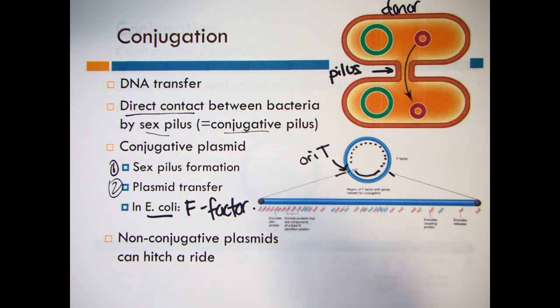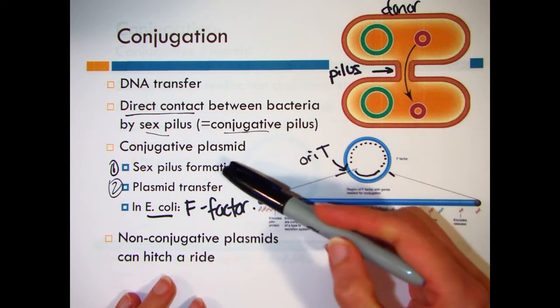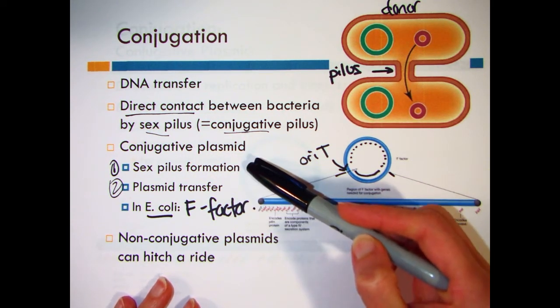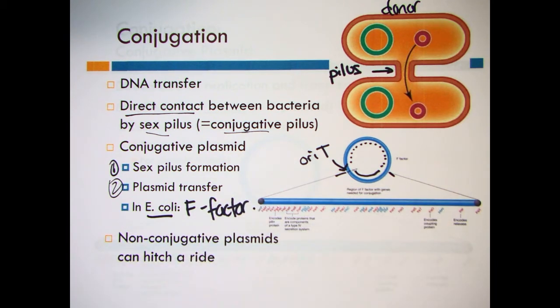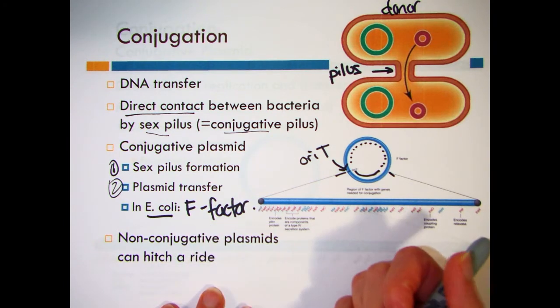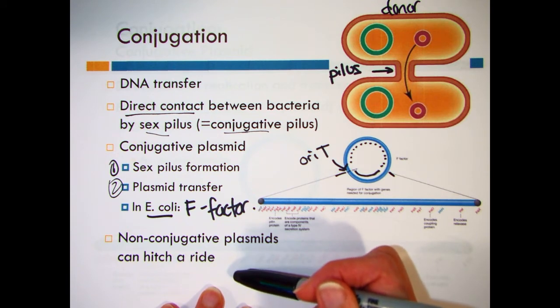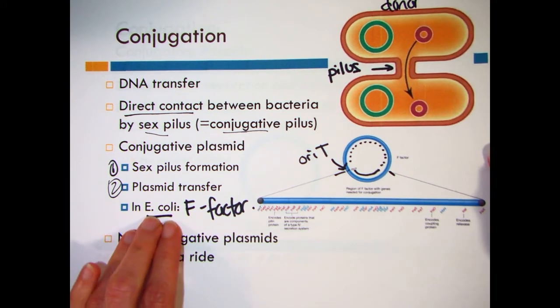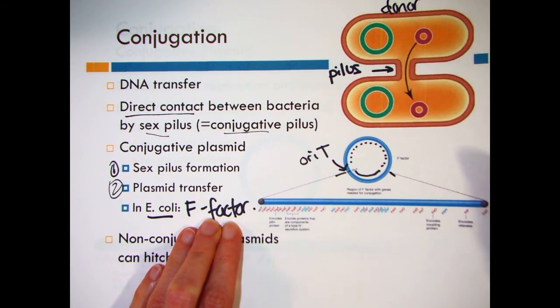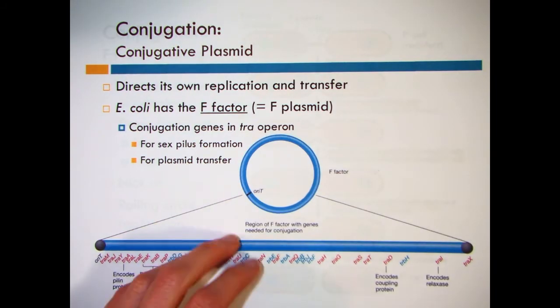It is important to know that while the cells are connected, it's possible for other non-conjugative plasmids to be transferred. Non-conjugative plasmids are small circles of DNA that do not contain these two sections of information. These other plasmids can be transferred while the connection is happening, but because they don't contain the information to start conjugation, a cell cannot do conjugation if it only has these, but these can be moved along during conjugation. Okay, so in E. coli, the conjugative plasmid is called the F factor. This is important.